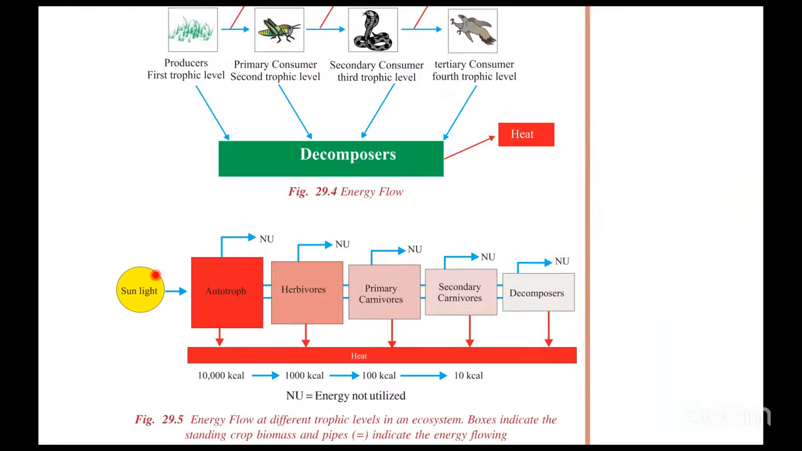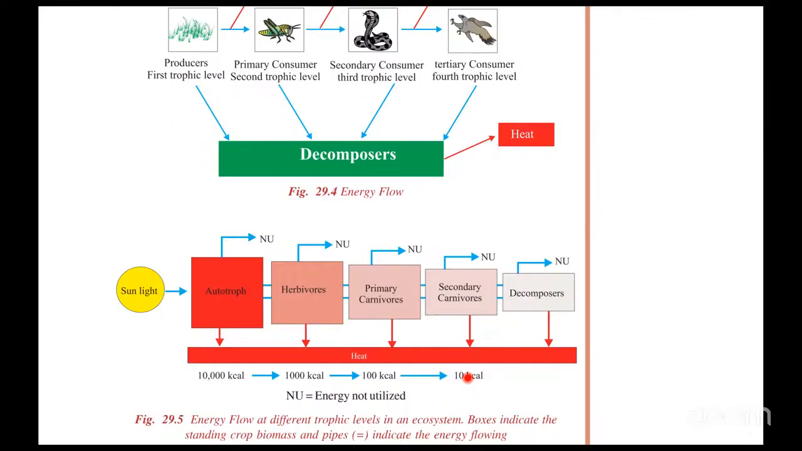Sunlight is there. Then autotroph, then herbivore, primary carnivore, and carnivore, and decomposer. Decomposers only depend on dead plants and animals. That's why decomposers have a very small amount of energy, basically 0.001 joule. They get very little energy compared to the first trophic level, which is the producer.